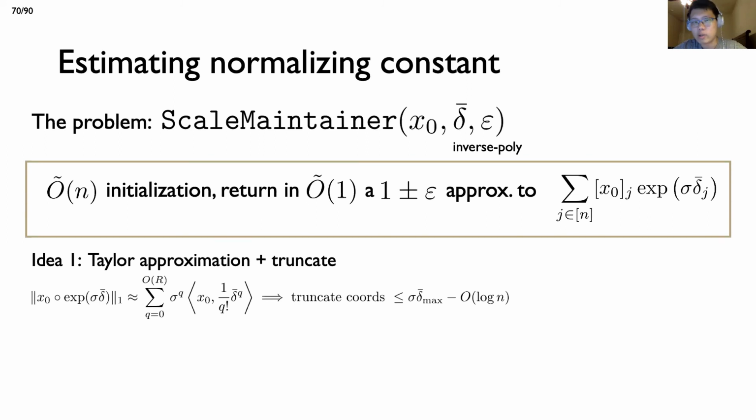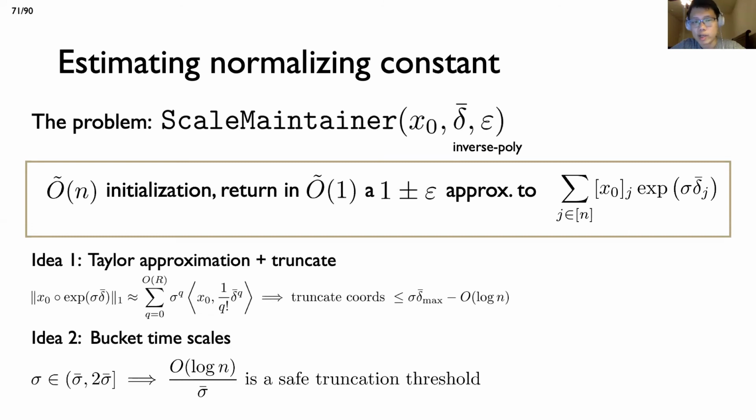Luckily, everything outside this range basically doesn't affect the normalization constant, since it's being exponentiated, so we can truncate them. The key thing to note here is that the relevant range depends on the query sigma. So, the second idea is to bucket the time scale by powers of 2, which define different truncation thresholds depending on how big sigma is. We can just pre-compute all these truncated inner products.